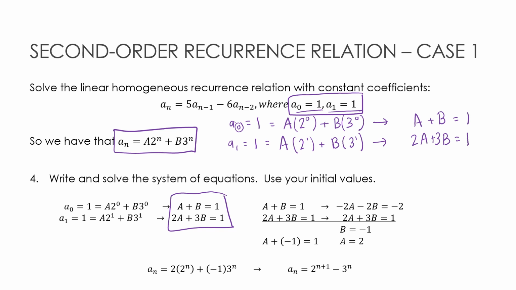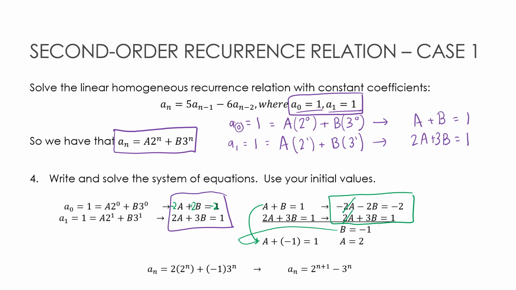So solve using substitution, elimination, whatever method you deem best. So obviously what I did is I took negative 2 times each value in my first equation. I did that so that when I added these two equations together, negative 2a and positive 2a went away. I got b equals negative 1. I took that b value and plugged it back in here. A plus negative 1 equals 1, so a is 2.